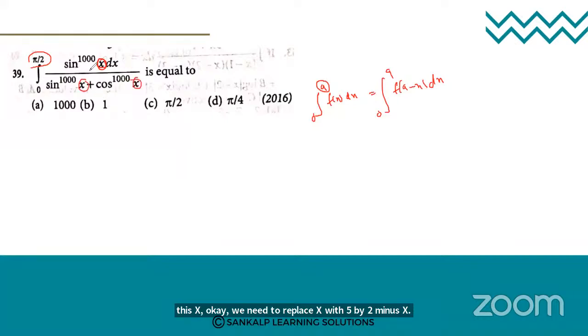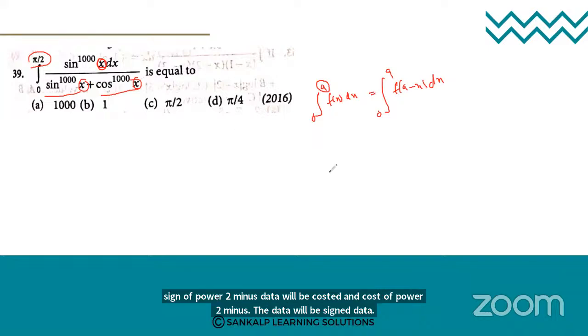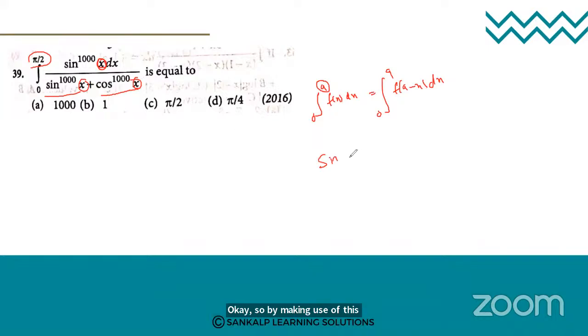Sine of pi by 2 minus theta is what? Cos theta. Similarly, cos of pi by 2 minus theta will be sine theta. So by making use of this trigonometric identity, we can rewrite this.